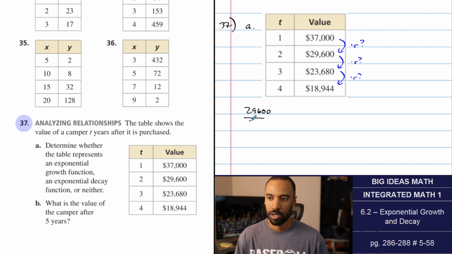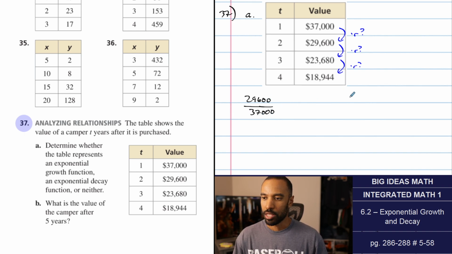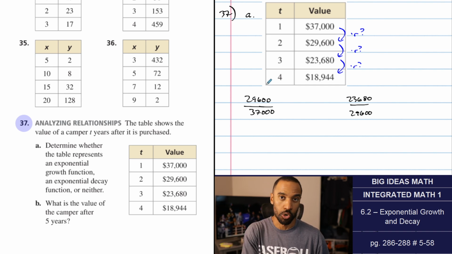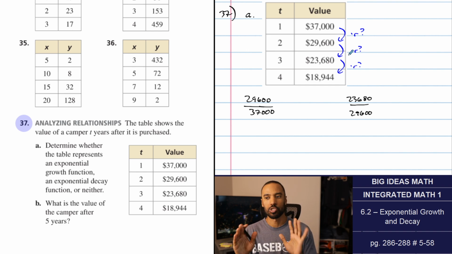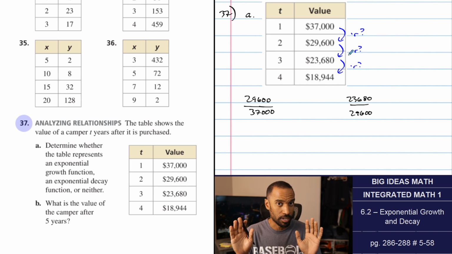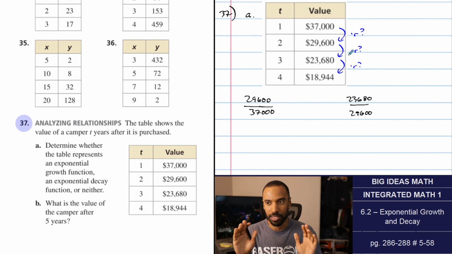I got to figure out what 29,600 over 37,000 equals. I got to see if it's the same as 23,680 over 29,600. Honestly, if these two are the same at that point, I'm going to assume it is decay. I'm going to assume the last one is doing the same thing. Even if it's roundabout, they might be rounding our numbers. I have no idea if they are or not. But if it's not the same after the first two, then I also know it's not exponential, which is likely going to mean it's linear.